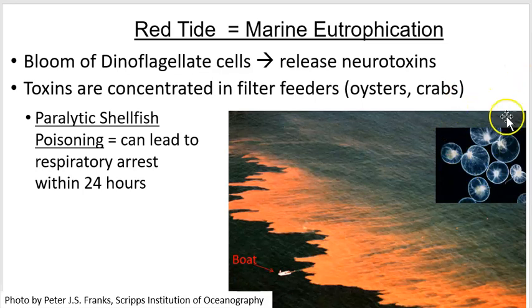Well, those neurotoxins are going to get concentrated by things like oysters and crabs that are filtering the ocean to remove these microscopic forms of life. That's how they eat. And so if you eat an oyster or a crab that has concentrated the neurotoxin, you can end up with what's called paralytic shellfish poisoning. And you can go into respiratory arrest within 24 hours.